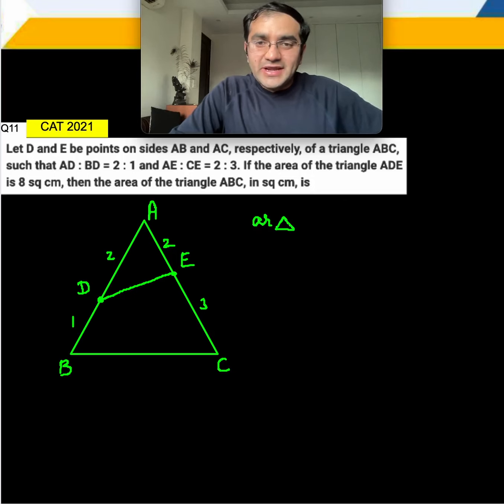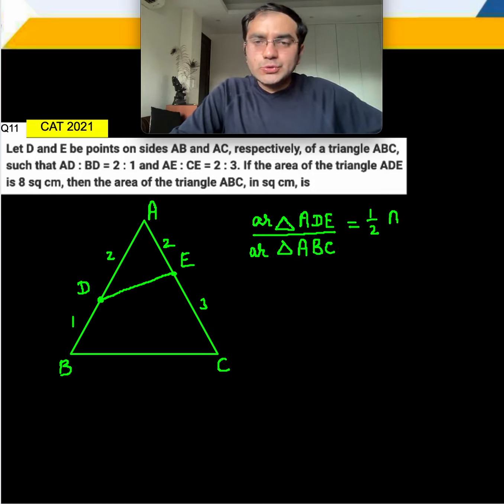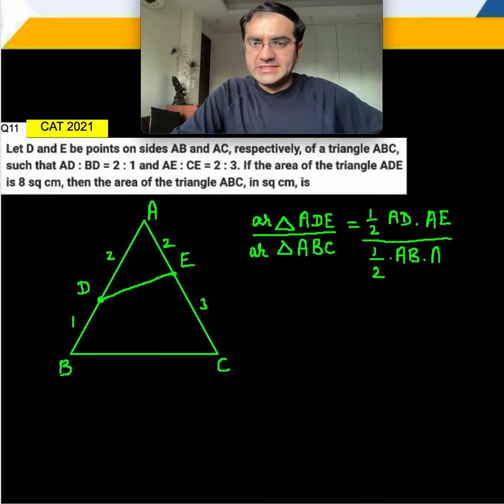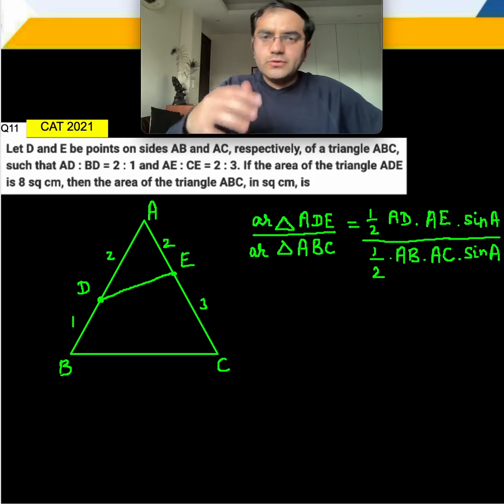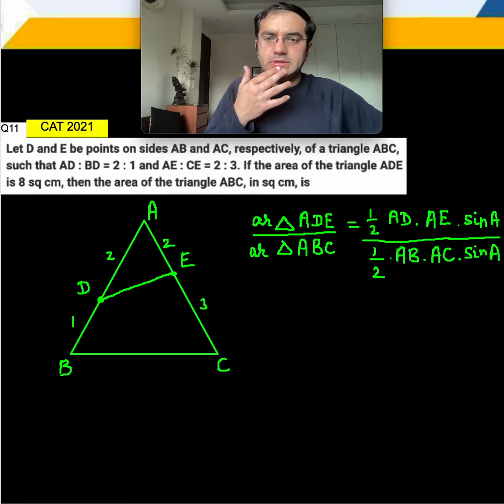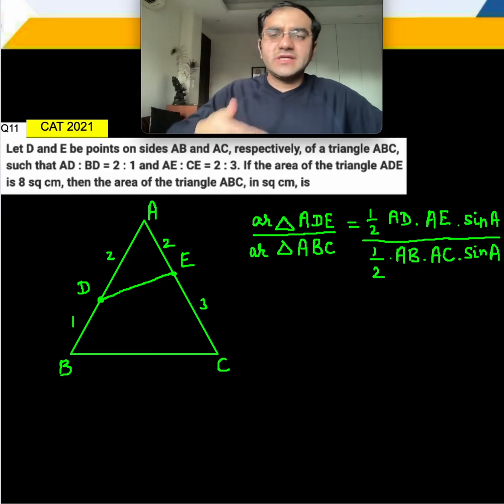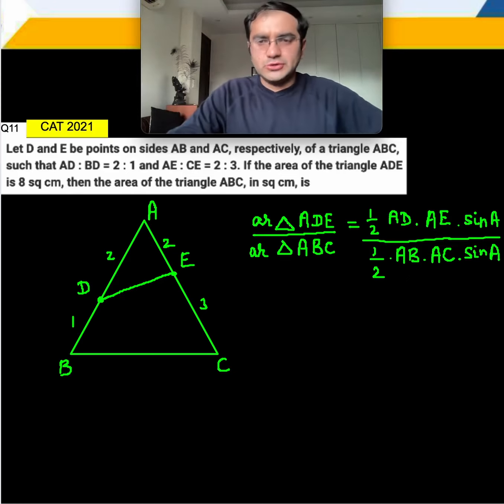So area triangle ADE upon ABC. How do I find out the area? I'm going to use my formula half into product of adjacent sides AD, AE into sine of included angle. And below, half AB, AC into sine of included angle. Okay? So the thing over here is that if you don't remember this formula, then you're in trouble. You'll try to derive something, try to get the area somehow, and it will become difficult there.